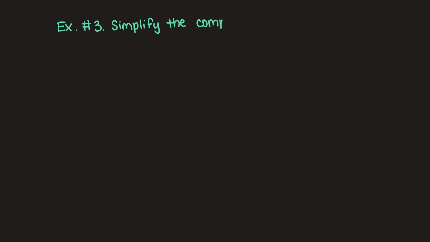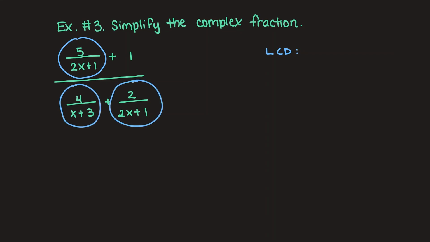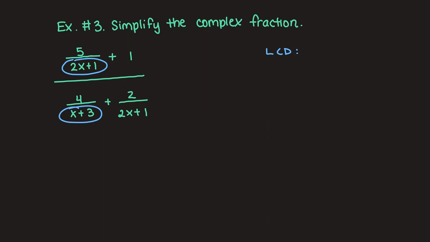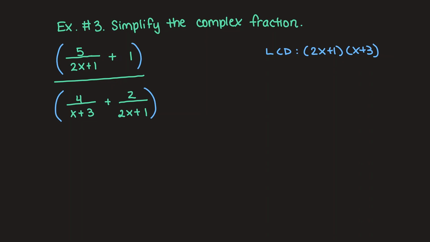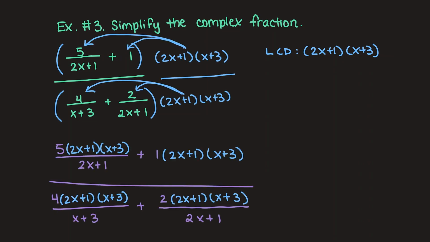Let's try another example. So to simplify this complex fraction, let's use method 2. First, we need to find the LCD of all the fractions. So the LCD of the denominators 2x plus 1, x plus 3, and 2x plus 1, which we already have, will be 2x plus 1 times x plus 3. So now we multiply the numerator and denominator of the complex fraction by the LCD. And simplify.